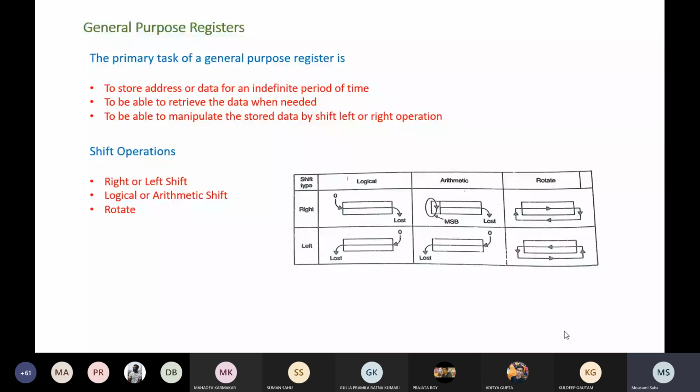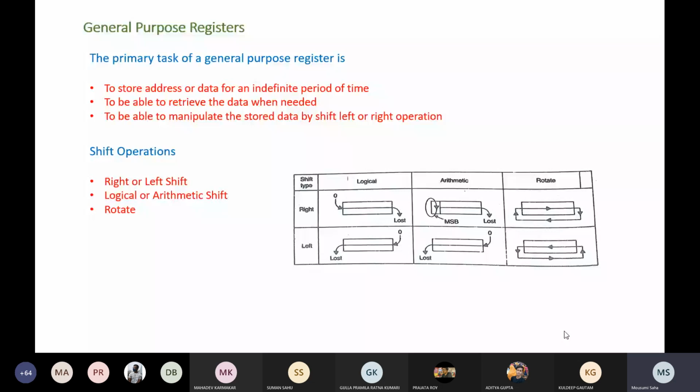But normally logical right shift means that the LSB will be lost, and obviously the MSB will be vacant, and that will be filled with a 0. And logical left shift means that the MSB will be out, and at the LSB you can append a logic value 0. But for the arithmetic operation, what happens? If the MSB is 0, then that vacant bit will be filled with your MSB.